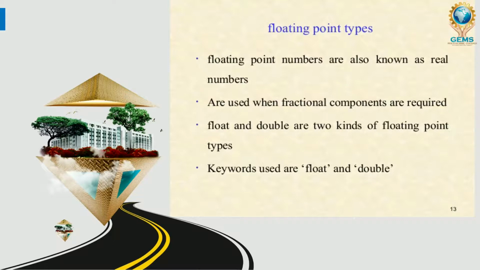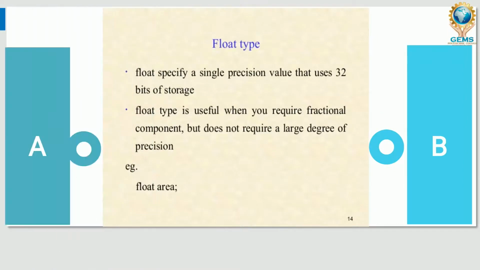And we are using keywords. Float, if you want to declare a float variable name, for example, float A, float B. These are the float variables. And if you want to use double A, double B, these are the double variables. So float type: float specifies a single precision value that uses 32 bits of storage. That is 4 bytes. 4 bytes equal to 32 bits.